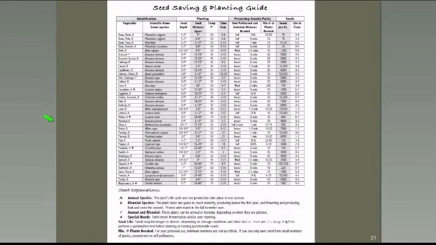Everybody wants to have one of these who's a seed saver. It's a seed saving and planting guide. This is one that I've used for years that came out of the old Abundant Life Seed Foundation catalog. But you'll find many of these kinds of things in seed saving books all over the place.